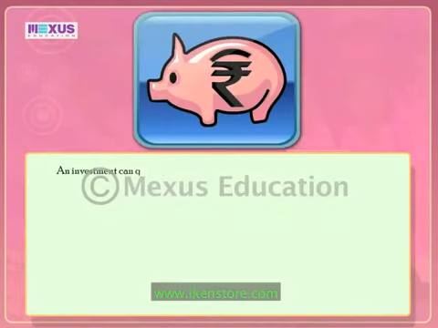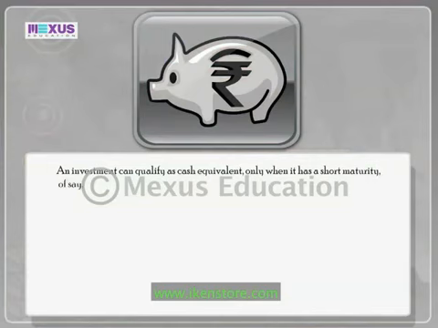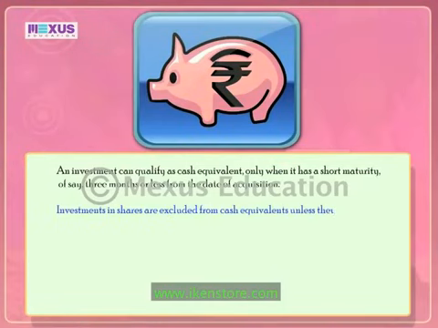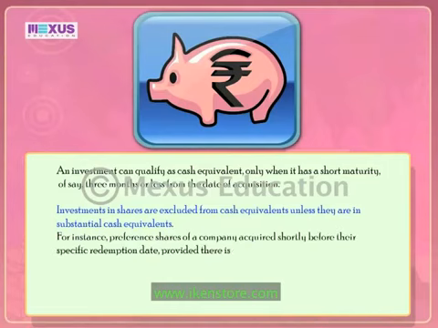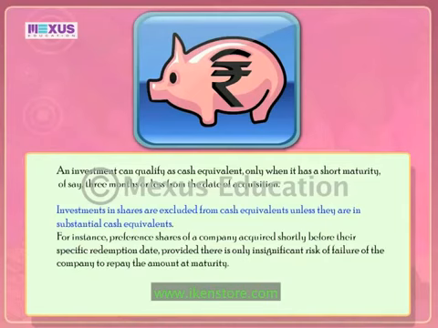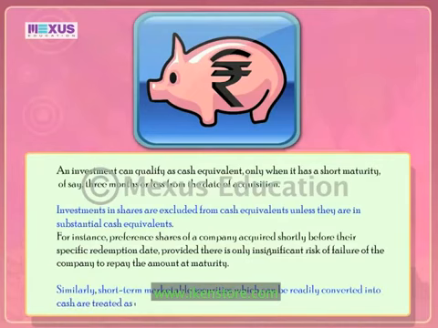An investment can qualify as cash equivalent only when it has a short maturity of, say, 3 months or less from the date of acquisition. Investments in shares are excluded from cash equivalents unless they are in substance cash equivalents. For instance, preference shares of a company acquired shortly before their specified redemption date, provided there is only insignificant risk of failure of the company to repay the amount at maturity. Similarly, short-term marketable securities which can be readily converted into cash are treated as cash equivalents.